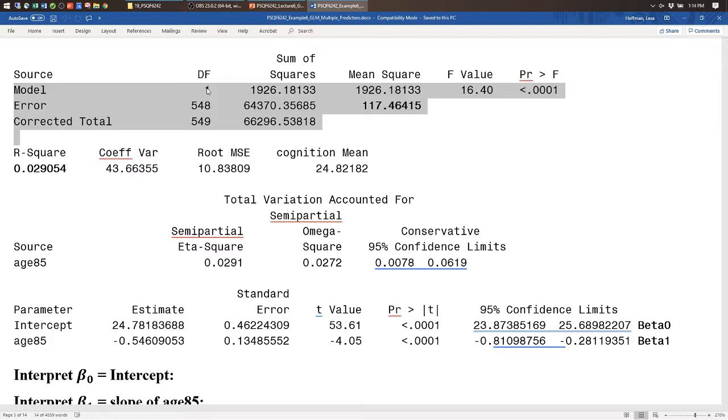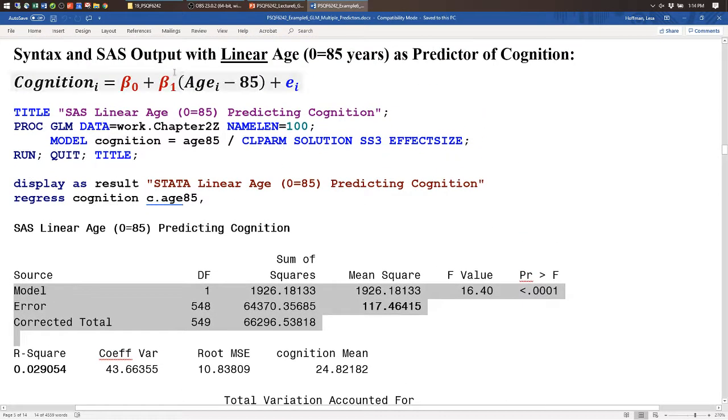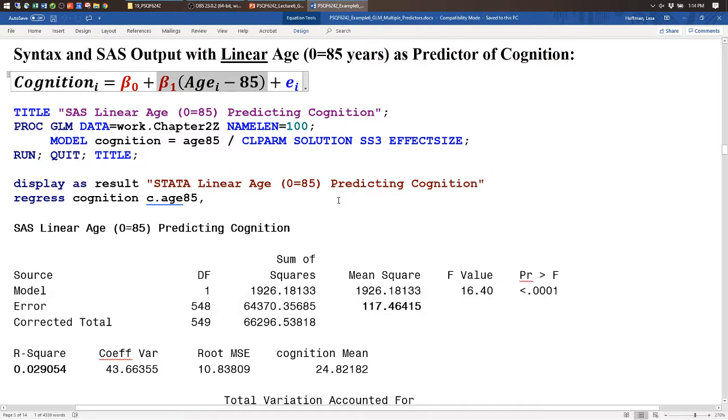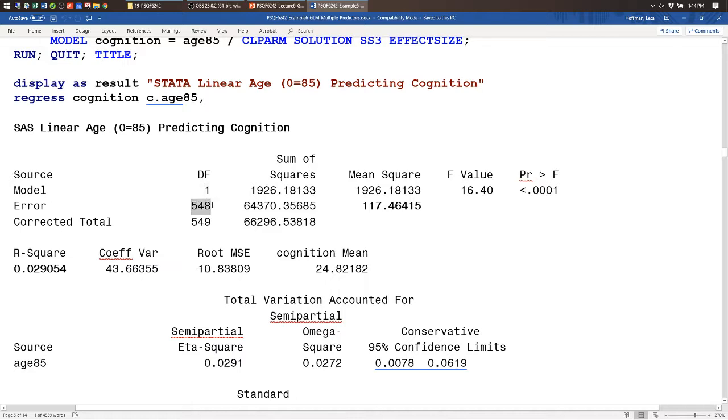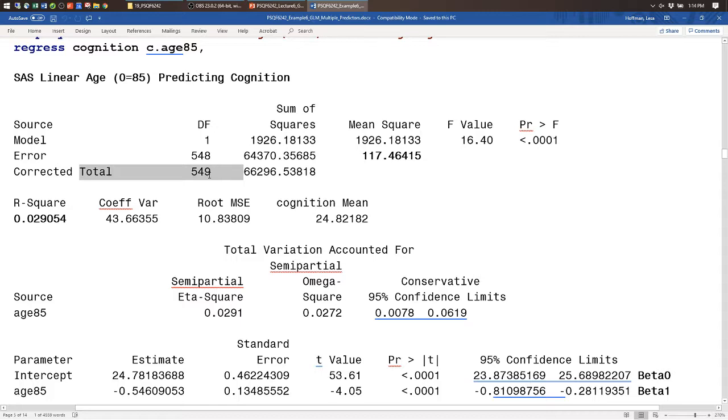Cognition. The cognition's the outcome. Here's my model. That, right? 1 degree of freedom, because we added beta 1. That's one more thing that we spent, so we have 1 fewer left over. So the total is 549 because they've already subtracted the intercept. We spent 1, we have 548 left over.